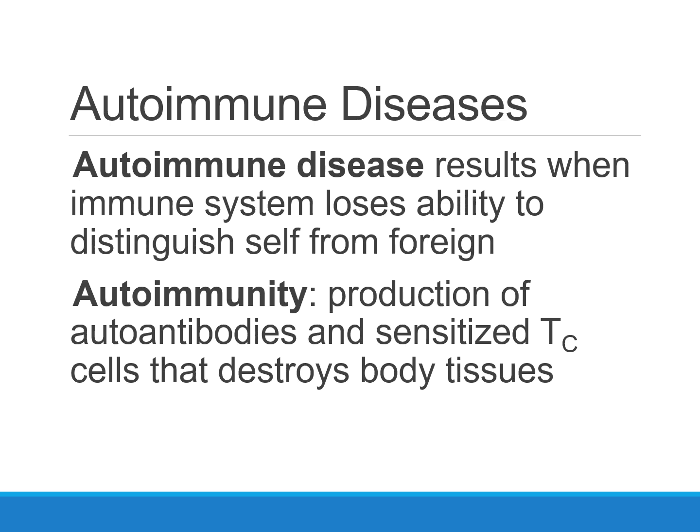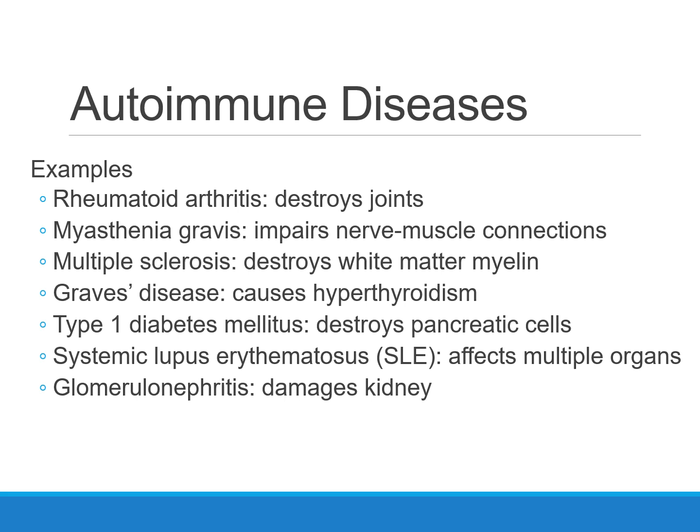Autoimmune diseases result when the immune system no longer recognizes cells that belong to the body. So it doesn't recognize self cells, and it thinks they're foreign and attacks them. Autoimmunity is the production of autoantibodies and synthesized cytotoxic T cells that destroy body tissue. Some examples of autoimmune disease include rheumatoid arthritis, which destroys your joints; myasthenia gravis, which impairs the nerve and muscle connections; multiple sclerosis, which is a demyelinating disease that destroys the white matter on motor neurons; Graves' disease, which causes hyperthyroidism; type 1 diabetes, which destroys the pancreatic cells; systemic lupus, which affects multiple organs; and glomerulonephritis, which damages the kidney.